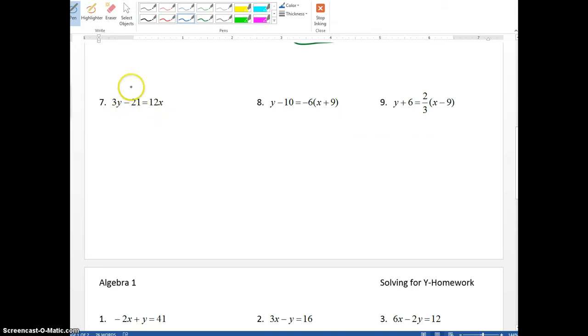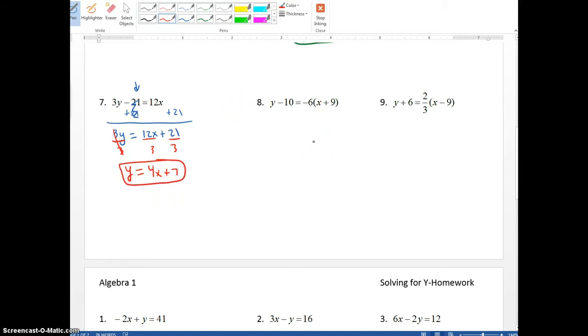So here, we already have the y on the left side, so we want to bring the 21 over. How would I bring the 21 over? Since it's negative, I would go ahead and add it. Can I line it up under 12x? No. So I scoot it over. Bring down my 3y, 21, gone. Bring down my 12x plus 21. Now I can go ahead and divide everything in this equation by 3. So your y equals 4x plus 7.